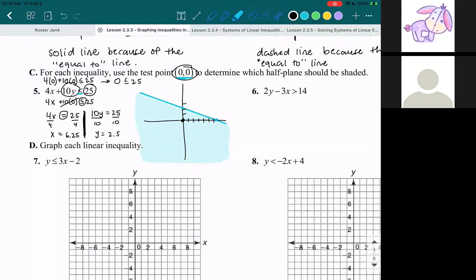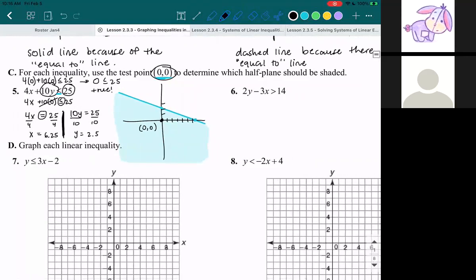Okay, so now we have shaded this half plane. We have shaded the half plane with 0, 0 in it. We just label 0, 0. We have shaded the half plane with 0, 0 in it because when we plugged 0, 0 into the equation, it gave us a true statement. This is a true statement. So we must shade the region with the true statement. Okay? Let's take a look at the other equation for number 6.